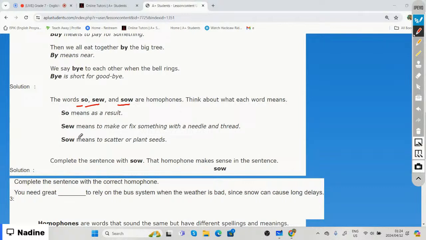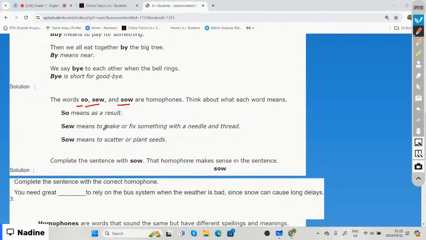All right. So we said with so, sew, and sow, the first word so. Remember, it sounds the same, but the spellings and the meaning, of course, are different. So the first so, which is S-O, means as a result. It's like saying so, what do you care? So I took it, you understand. So that is what that word so means.